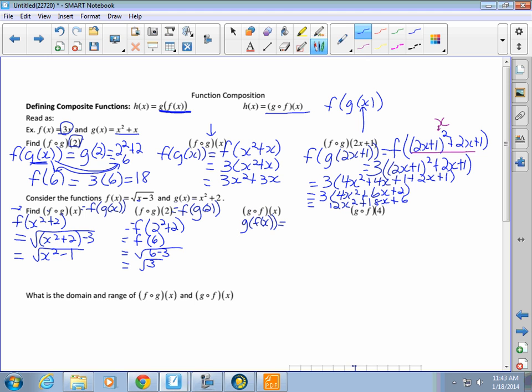So I'm going to put this below it. I'm doing g of f of x, where f of x is equal to square root of x minus 3. Wherever there was an x in my g function, I'm going to put in square root of x minus 3. So this is square root of x minus 3, all squared, plus 2. My squared and square root cancel each other, so this is just x minus 3 plus 2, which is equal to x minus 1.